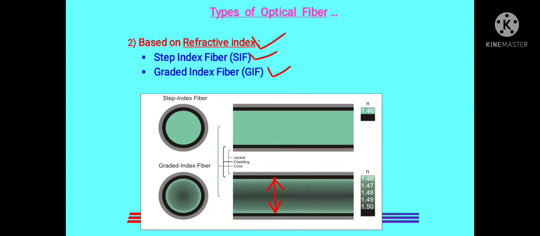Here in case of graded index fiber, the core material has different refractive index. At the center area of the core, the refractive index is higher and across its edges it goes on decreasing. Thus, the core has different grades of refractive index, or we can say it has different layers of refractive index, and hence it is called graded index optical fiber.